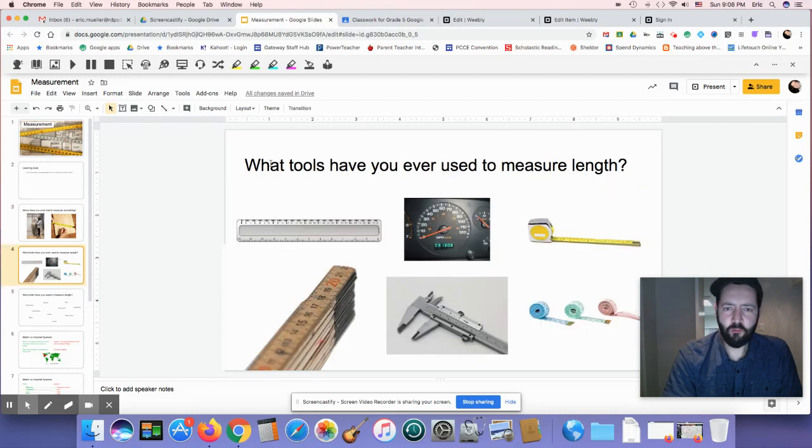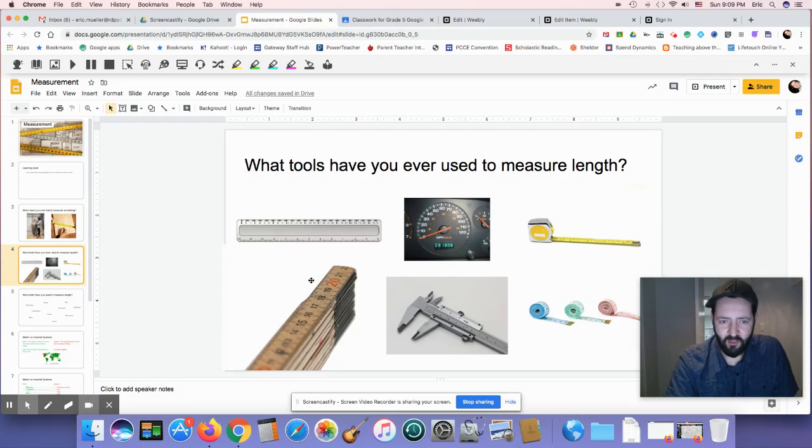What tools have you ever used to measure length? So I've put a couple tools on here that you would be familiar with. A ruler, and then over on the right-hand side, we've got a tape measure. These are really common in the construction world. So if you were framing houses or building things, cabinets or whatever, you would probably have one of these at your side at all times.